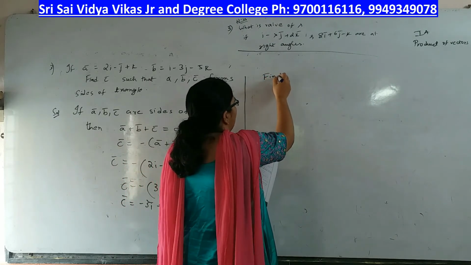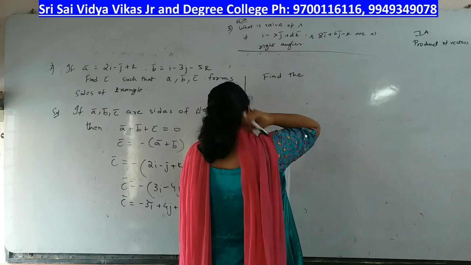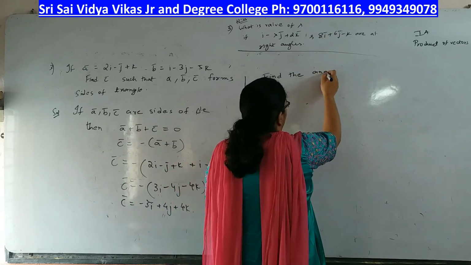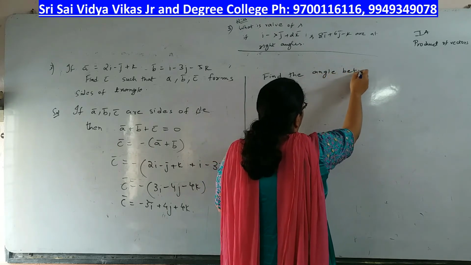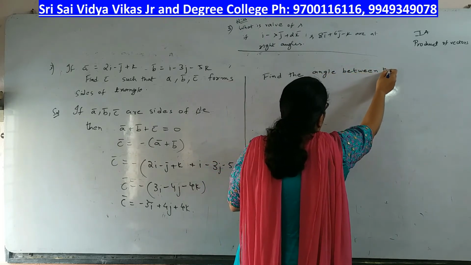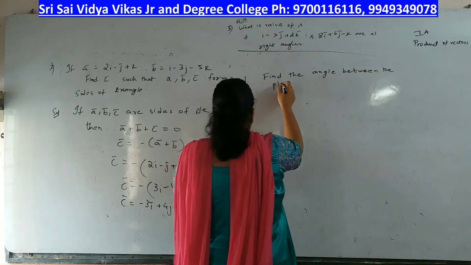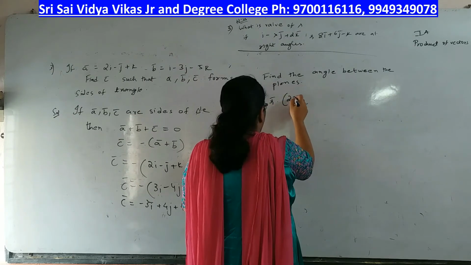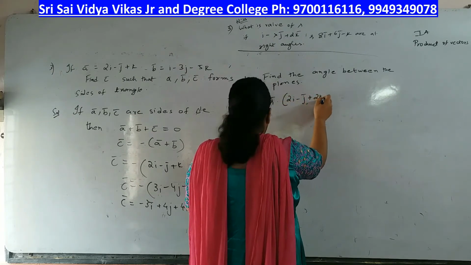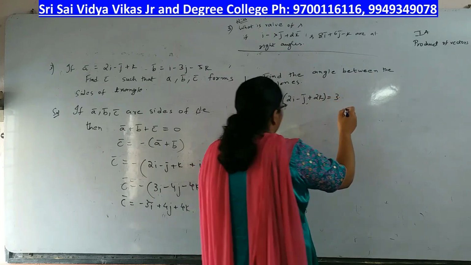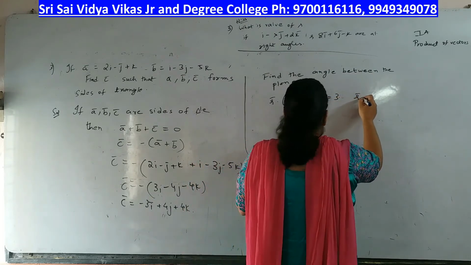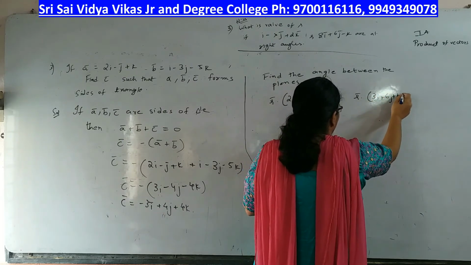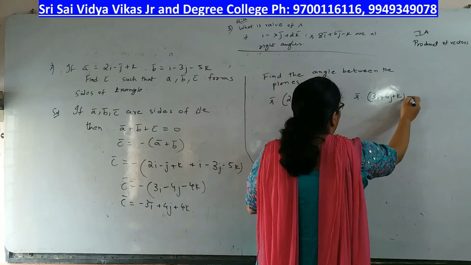Find the angle between the planes r bar dot 2i minus j plus 2k is equal to 3, and r bar dot 3i plus 6j plus k is equal to 4.